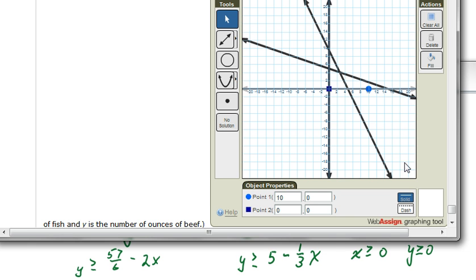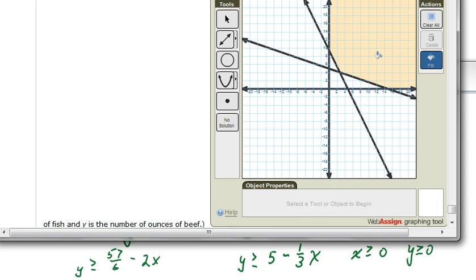And so our fill has to be on or above both of the slanted lines in the first quadrant. So our fill would be right there. And those would be the possible combinations of ounces of fish and beef that could be put in a can of the cat food.